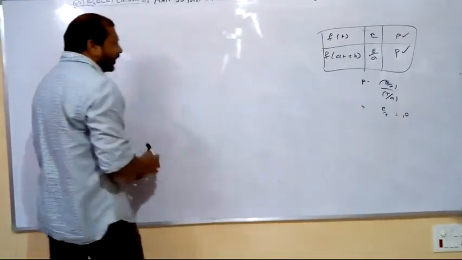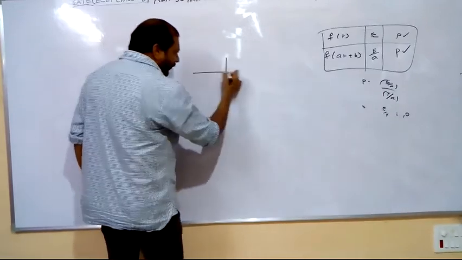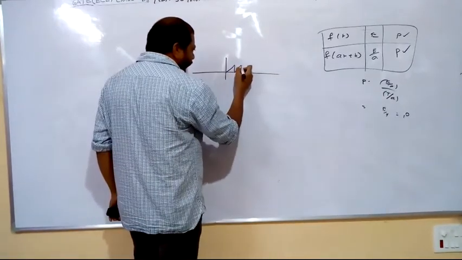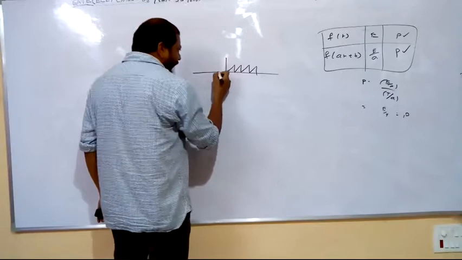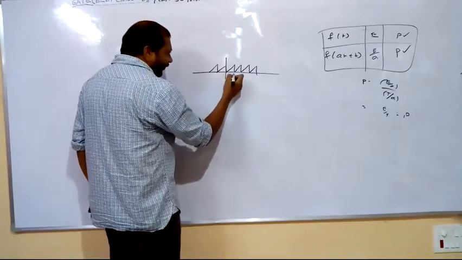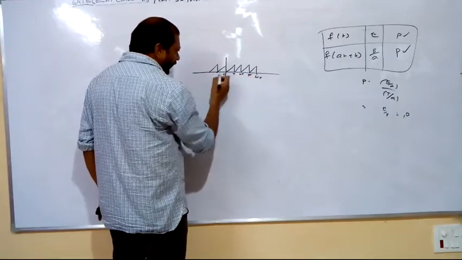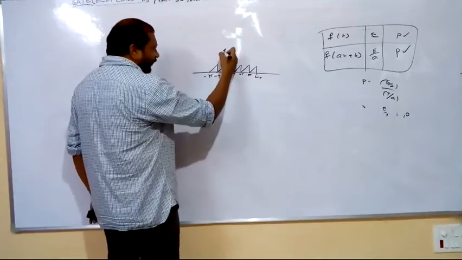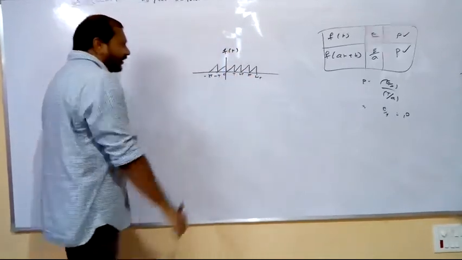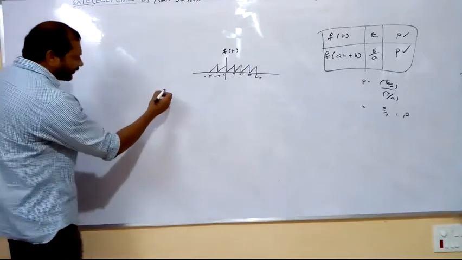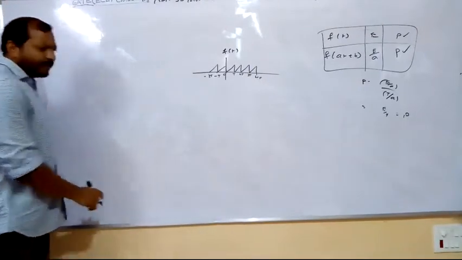Now let us consider a periodic signal, like this. This is a periodic signal with period equal to T. Now this is the signal f of t. What is the power of the signal? I am considering, before going to this, what is the power of the signal?